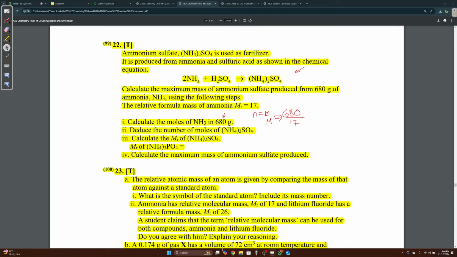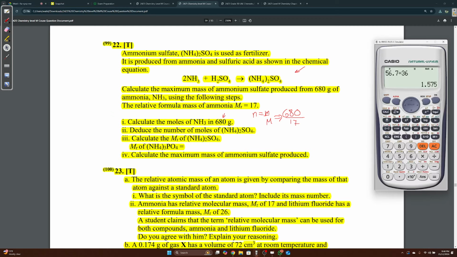680 divided by 17. You get 40, so it should be 40 mole. Please don't forget your unit, okay? Deduce the number of moles of (NH4)2SO4. How are you going to find the moles of ammonium sulfate? You're going to do cross multiplication, because we now have the moles of ammonia and the RR, we have the moles of ammonia and the GR, and they want us to find the moles of ammonium sulfate.